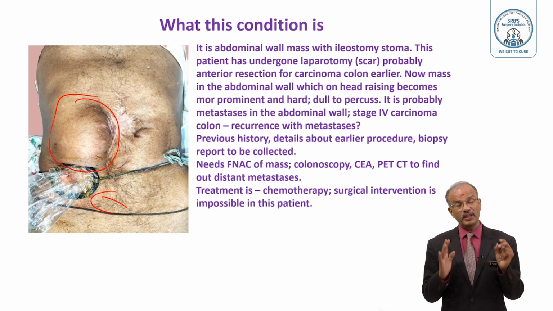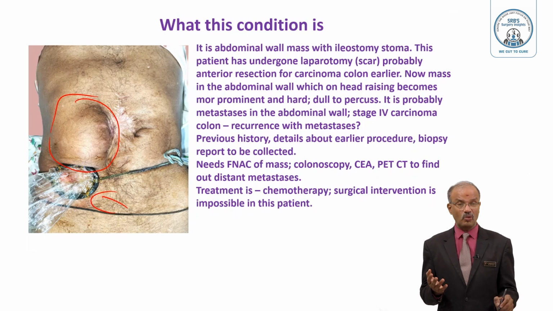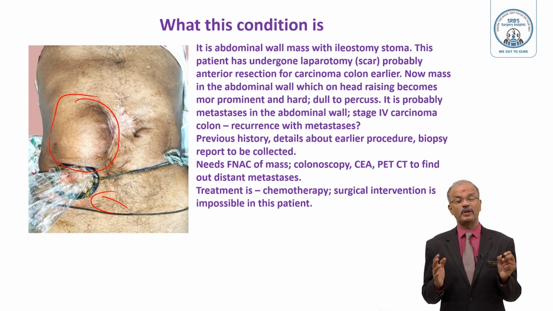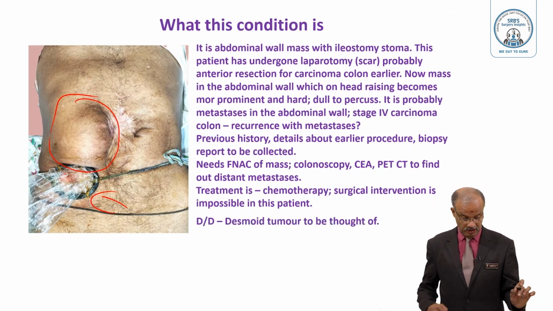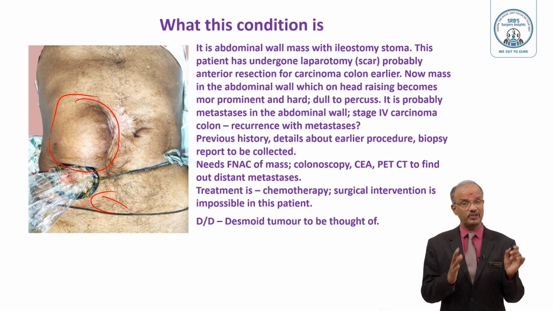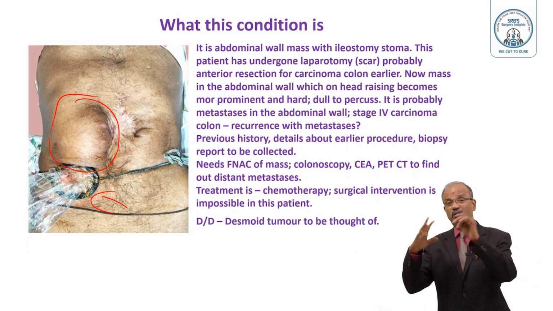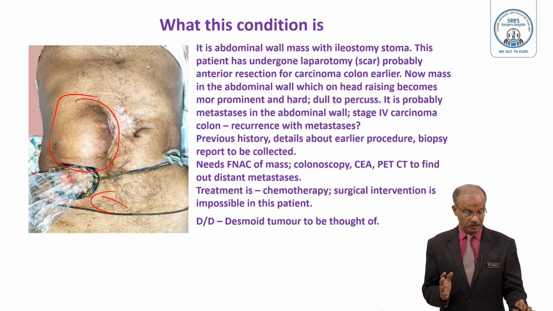The treatment is only chemotherapy because it becomes a stage 4 disease, and nothing else can be done. You can't do wide local excision. There may be probably peritoneal mets also. Inside also local recurrence may be there. That may be confirmed by doing colonoscopy as such. So treatment is only chemotherapy. Surgical intervention is not possible. Other thing you have to think of is desmoid tumor, but it's less likely because there is a stoma here, scar here. If you correlate all history and also findings here, it's unlikely to be a desmoid tumor.